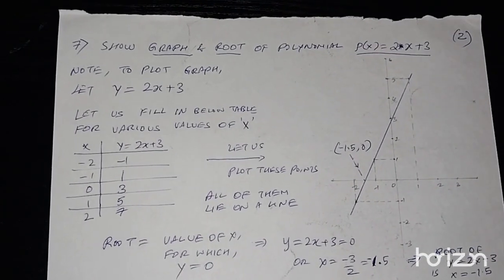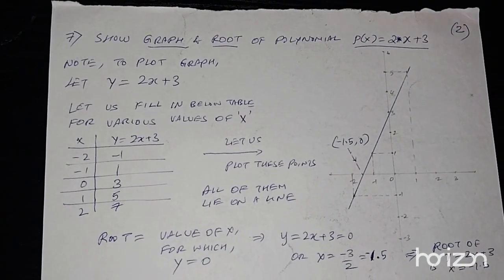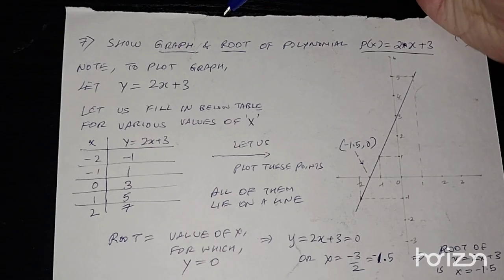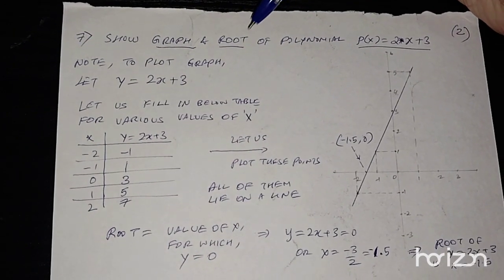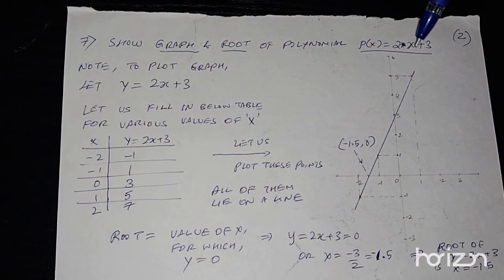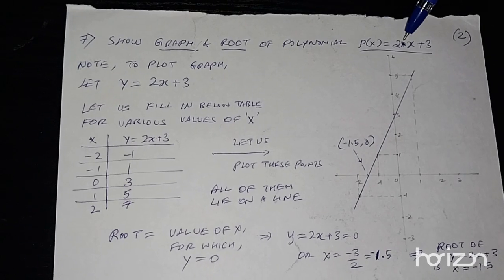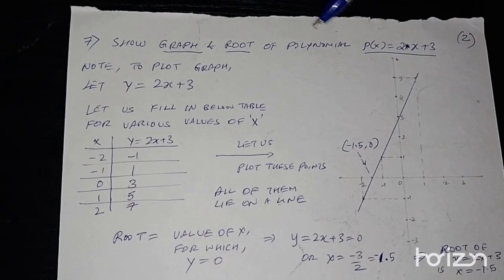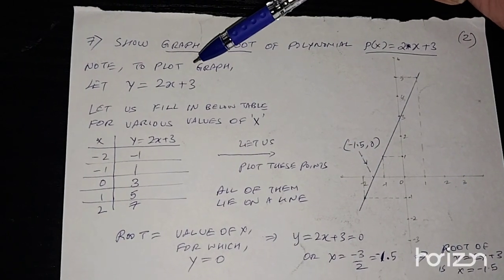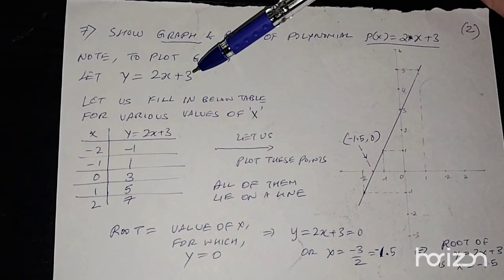Hi friends, let's continue with polynomials. The question is, show the graph and root of the polynomial. We are given a linear polynomial here, p of x is equal to 2x plus 3. Note, to plot the graph, we'll say y is equal to 2x plus 3.